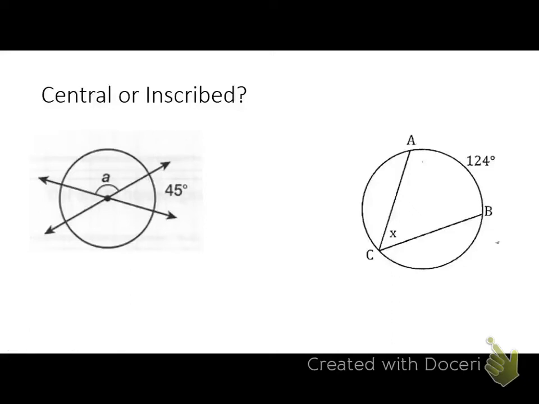So, in the last few sections, we learned about central and inscribed angles. What do we know about central angles? Where are they located? In the center. What part of them is on the center? The vertex is on the center. Whereas for inscribed, where are inscribed angles? On the circle. So the vertex would be on the circle.